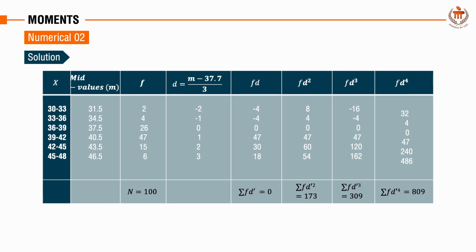Then d square: 2 square is 4, and 4 into 2 is 8. Then this is 1, and 1 into 4 is 4. Then you will get 0.